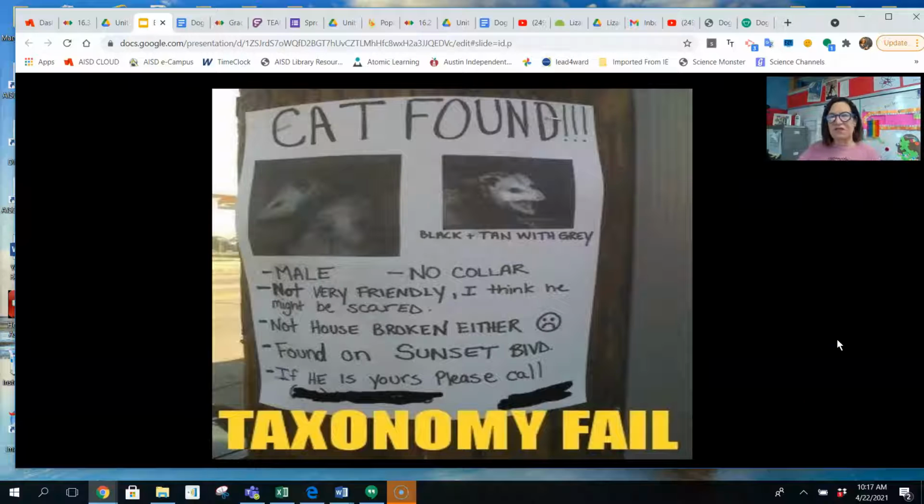And this is just a funny thing. It's like, talk about taxonomy failure. Found cat and it's a possum. Male, no collar, not very friendly. I think he might be scared. Not housebroken either. Found on Sunset Boulevard. If he is yours, please call. So that's kind of funny. So they got it completely wrong.